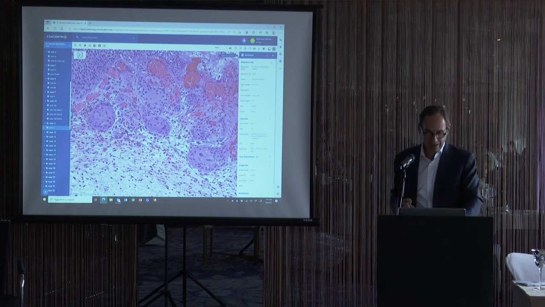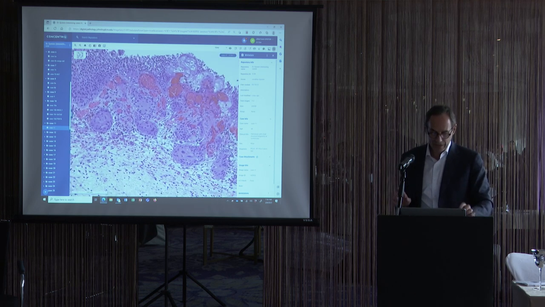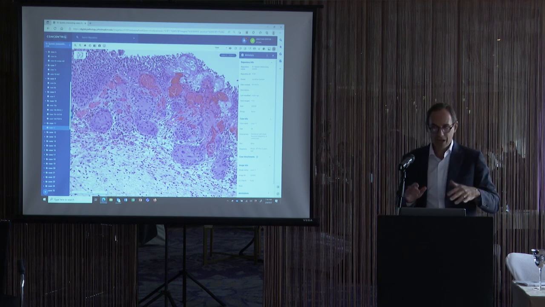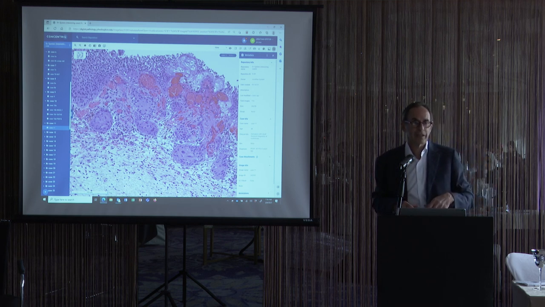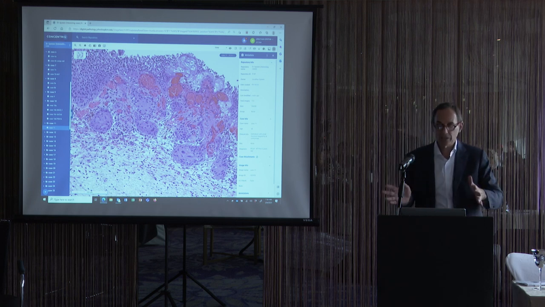So when you see these irregular nests that look like invasive cancer in the lamina propria with the background that I just described, that's not cancer. It's pseudocarcinomatous urothelial hyperplasia. And I'll talk about that tomorrow. It's associated with ischemia of the bladder, but I'll go into great depth on the whole entity tomorrow.